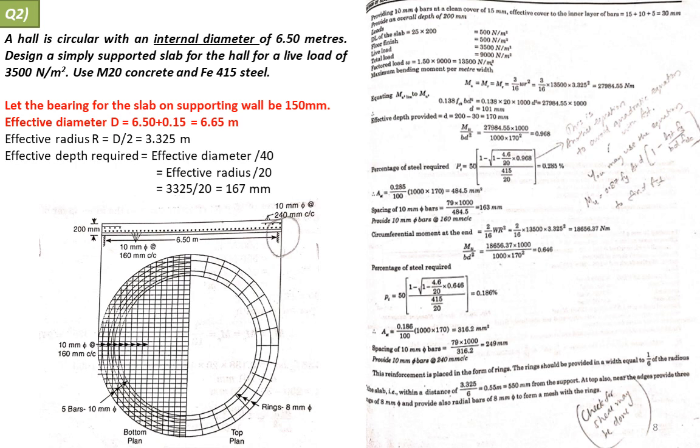So 10 mm diameter bars, clear cover of 15 mm and all, we have to proceed with it. So this is just an example. You can do it as in the previous problem in the same way. The major difference is, if the internal diameter is given, you have to find out the effective radius. You have to assume a support width and add it to the internal diameter to find the effective radius, and you can proceed in the same manner.